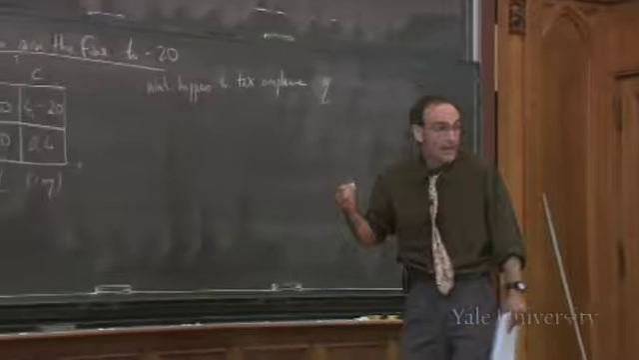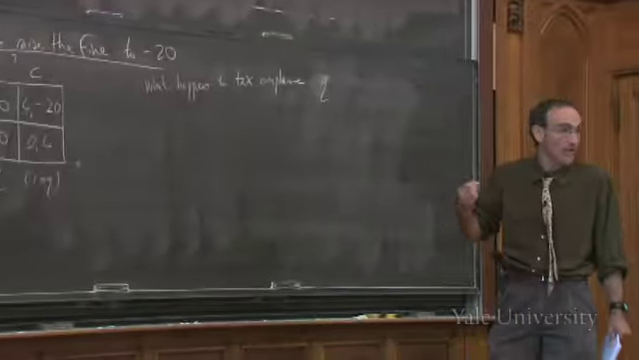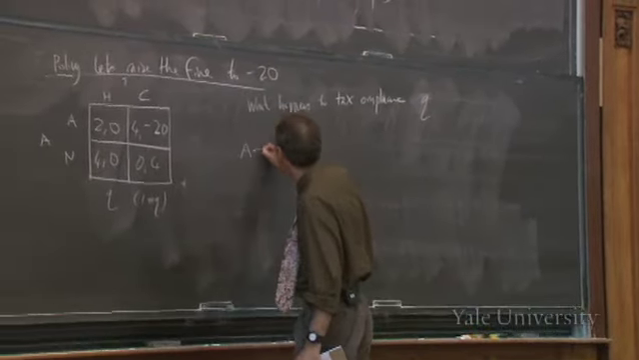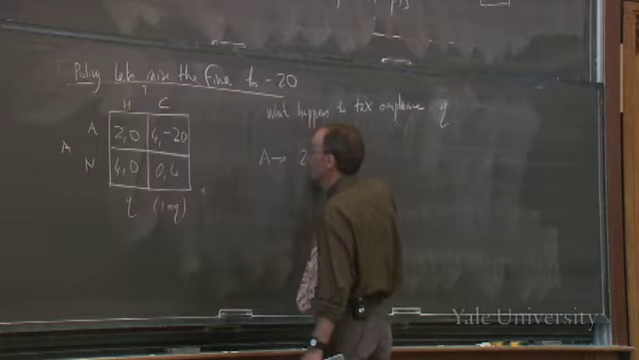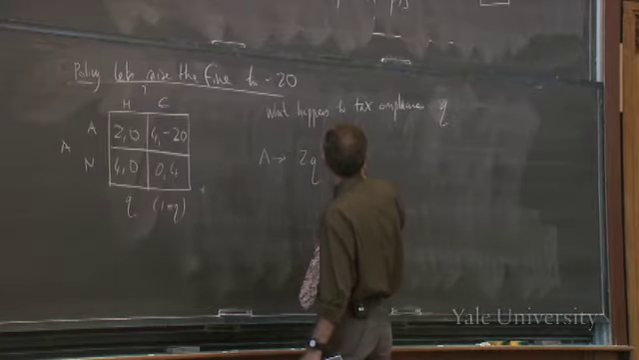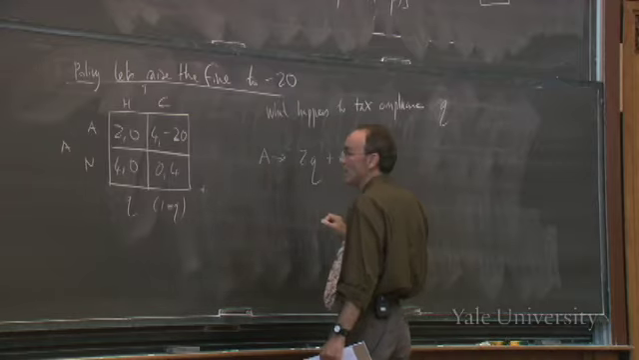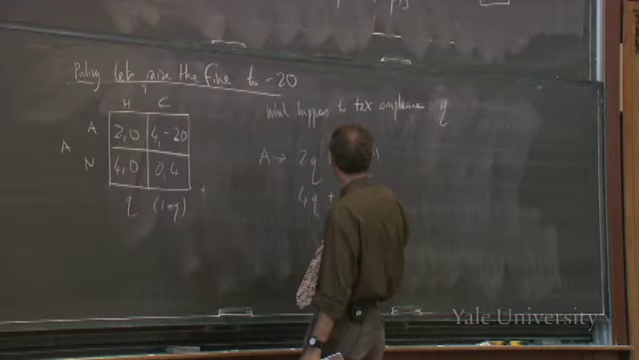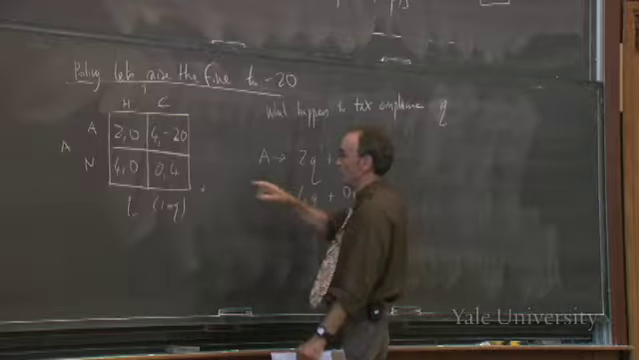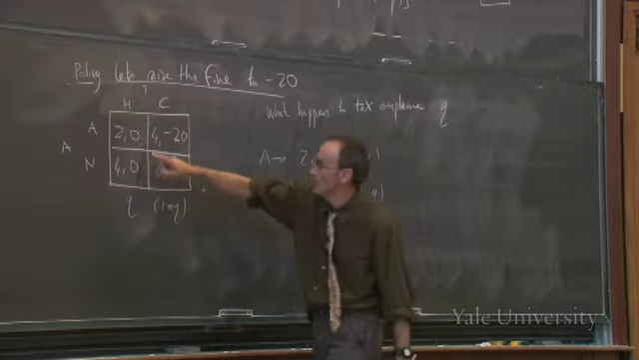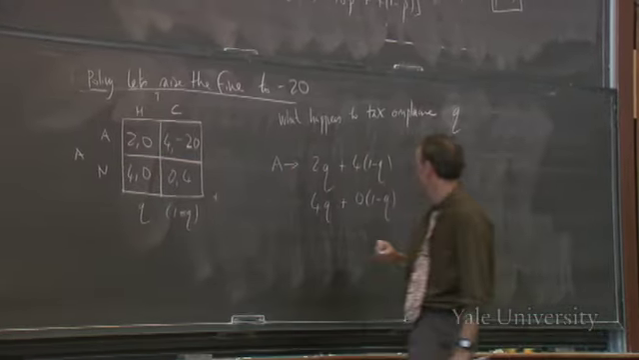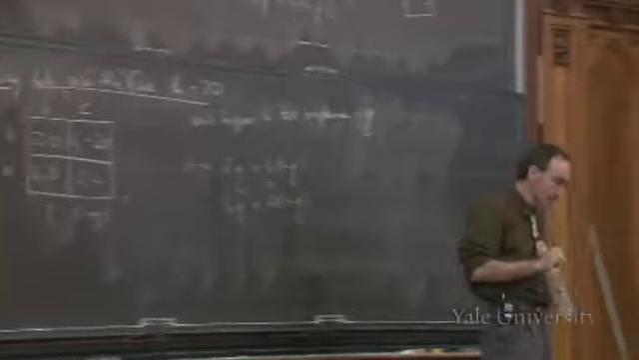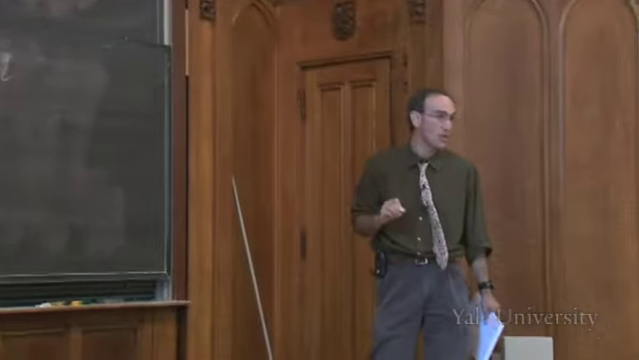All right, so to find out the new Q in equilibrium, once again, we're going to have to look at the auditor's payoffs. If they audit, they're going to get 2Q plus 4(1 minus Q). And if they don't audit, they're going to get 4Q plus 0(1 minus Q). And if the auditor is indifferent, if they're mixing, it must still be the case that these are equal.